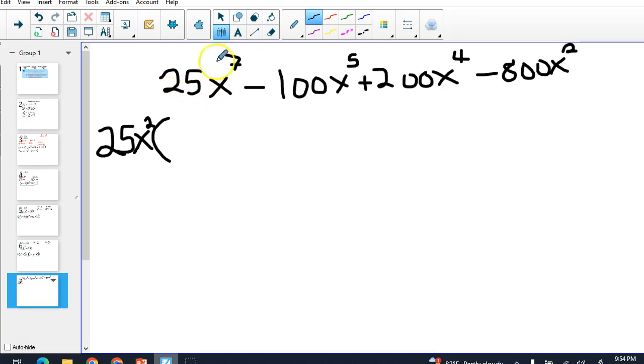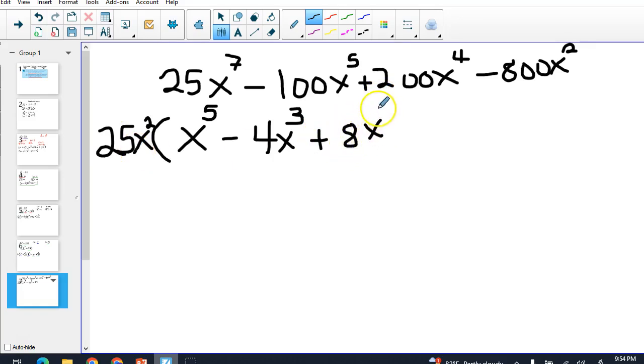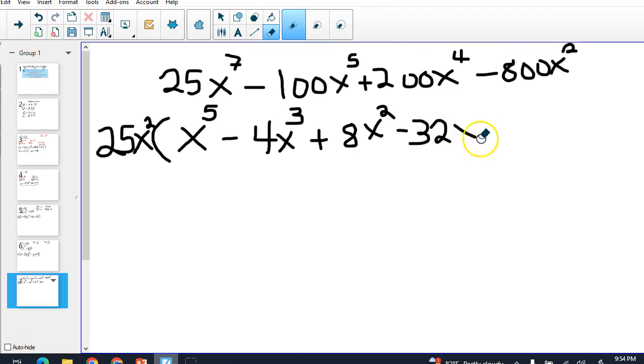We're left with 25x to the 7th divided by 25x squared is x to the 5th, minus 100x to the 5th divided by 25x squared will give us 4x cubed, plus 200x to the 4th divided by 25x squared will give us 8x squared, minus 800 divided by 25x squared will give us 32. No x, just 32.